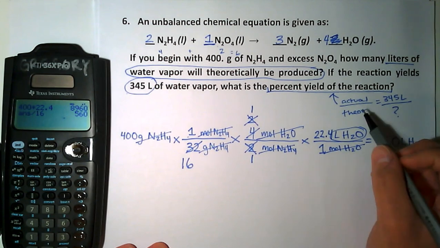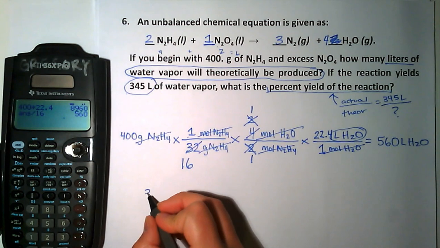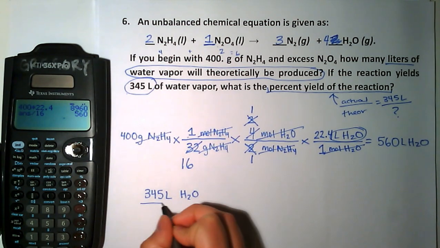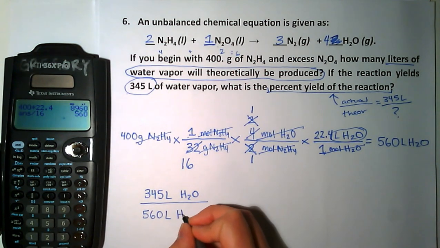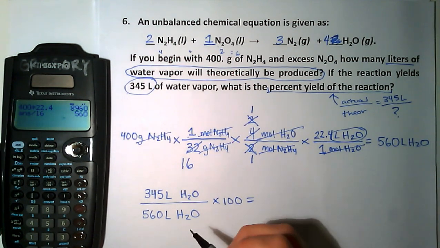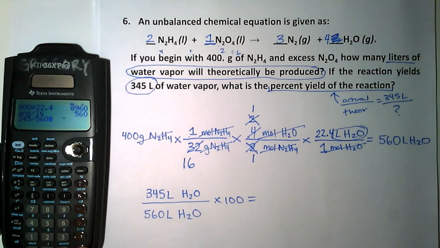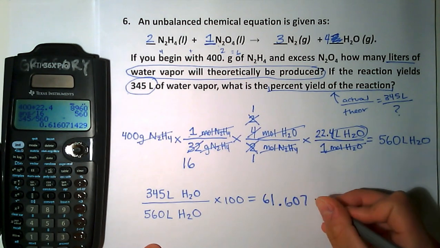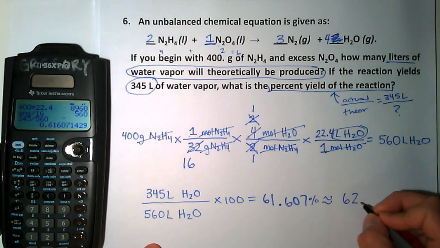So now we just need to find our percent yield by doing actual, 345 liters of H2O, divided by our theoretical yield, 560 liters of H2O, times 100 to give us our percentage. So 345 divided by 560, that gives us 61.607%, which we can round to a whole number to be 62% yield.